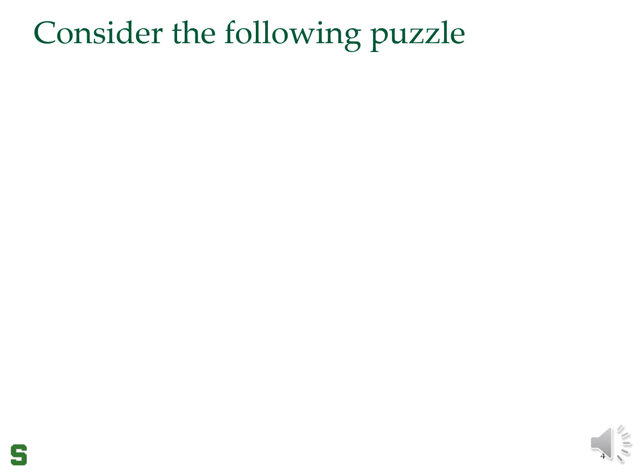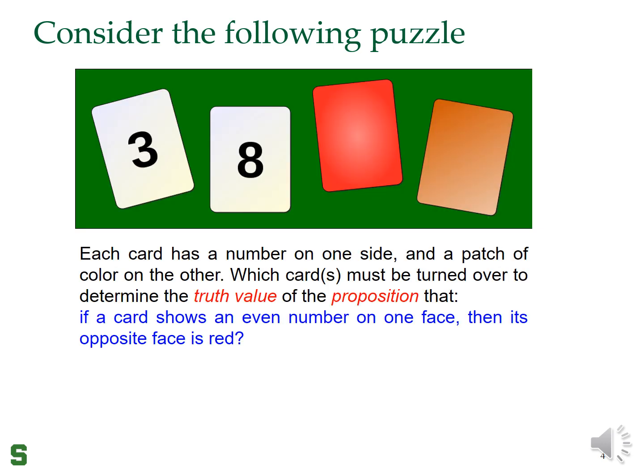Okay, let's look at the answer. This is a repeat of the same slide. Here, each card has a number on one side and we want to check the truth value of the proposition that says if a card shows an even number on one face, then its opposite face is red.